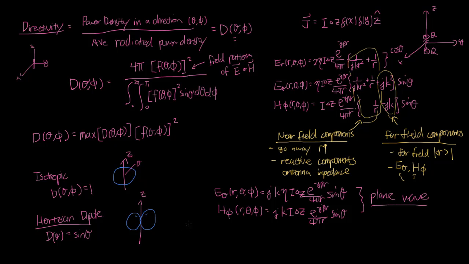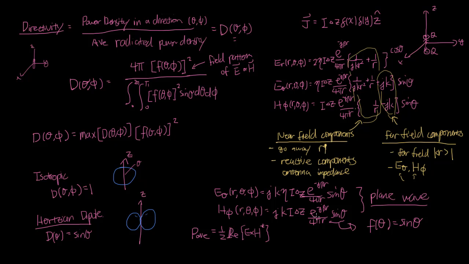And so with that, you can get the Poynting vector and the time average power density, which is 1/2 the real part of E cross H conjugate. And you'll also see that the field pattern varies as a function of sine theta. So f of theta is going to be equal to sine theta.